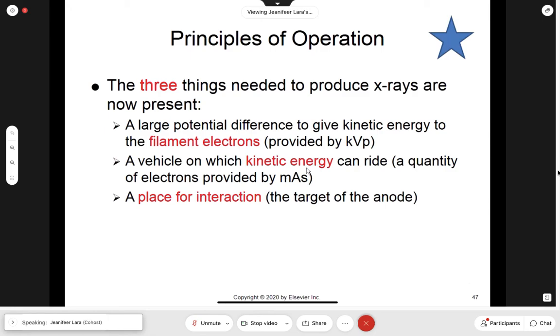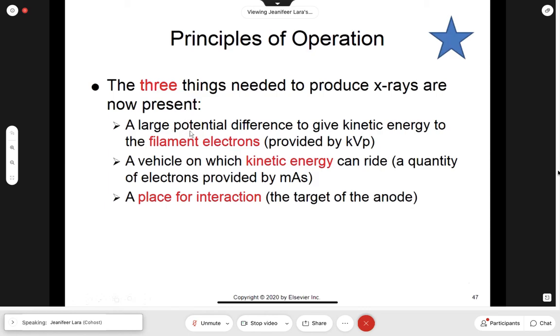We will call it electrical current. When electrons move, it is electrical current. Current is electricity, or electrons in motion. Okay? So the three things needed to produce X-rays are now present. We need to have filament electrons.